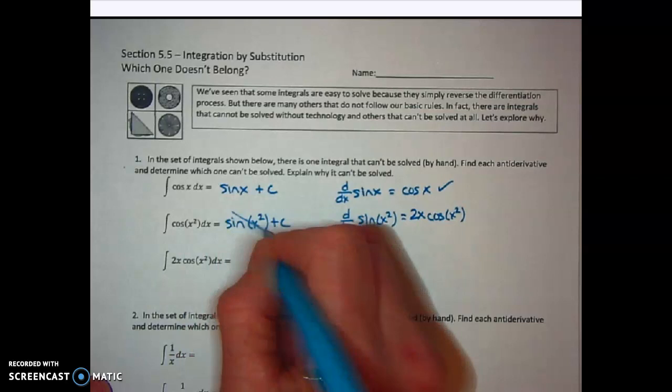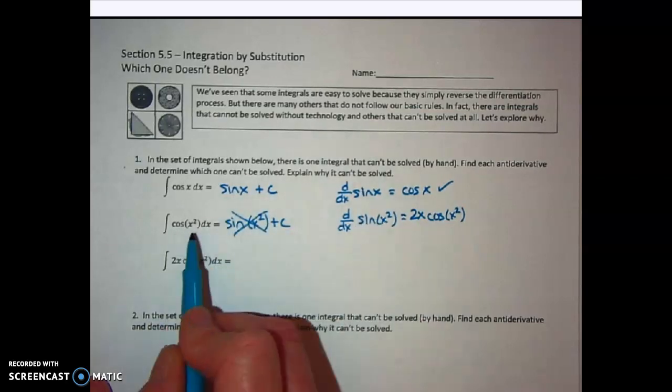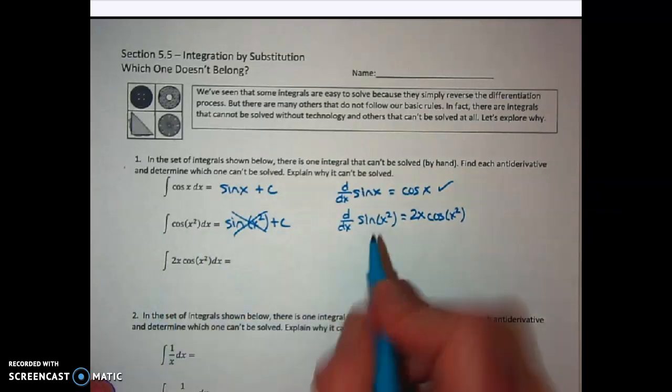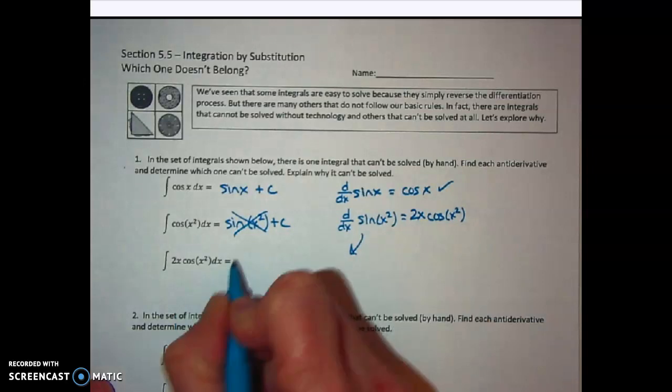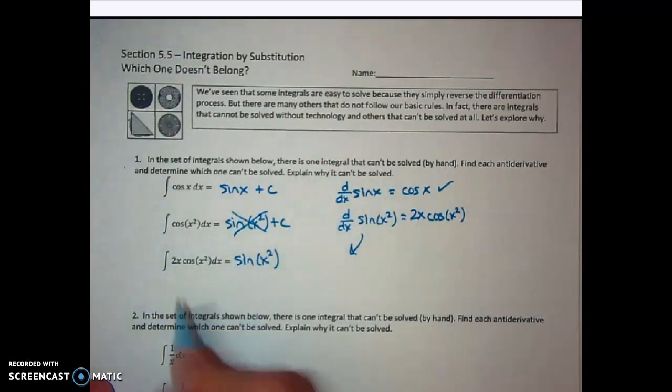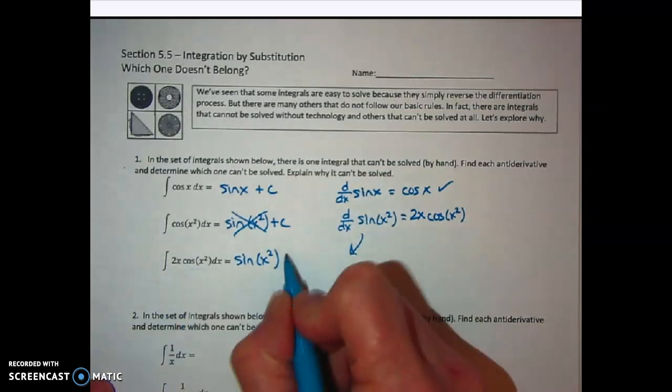So this is not the derivative. We don't end up with 2x cosine of x squared. Oh, but we have the 2x cosine of x squared here. So this one must be equal to the sine of x squared, because if we take the derivative of this, we will end up with 2x cosine of x squared.